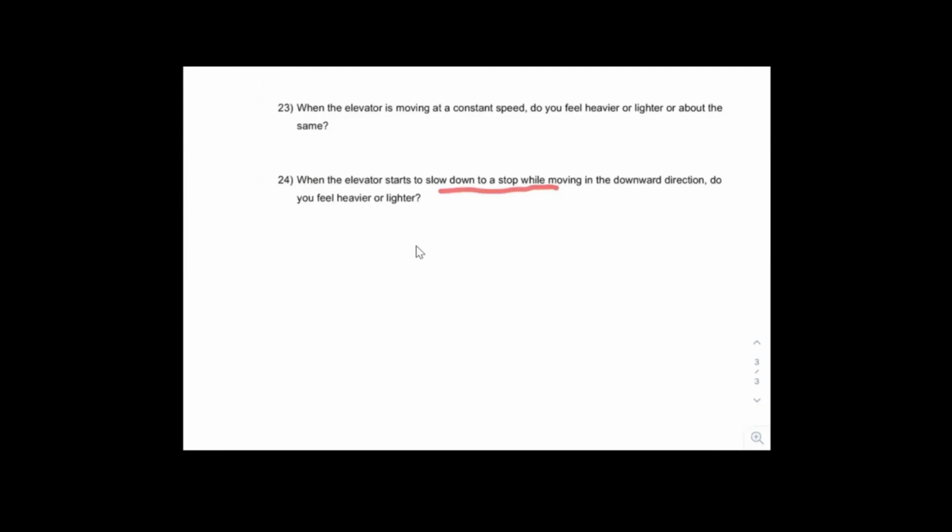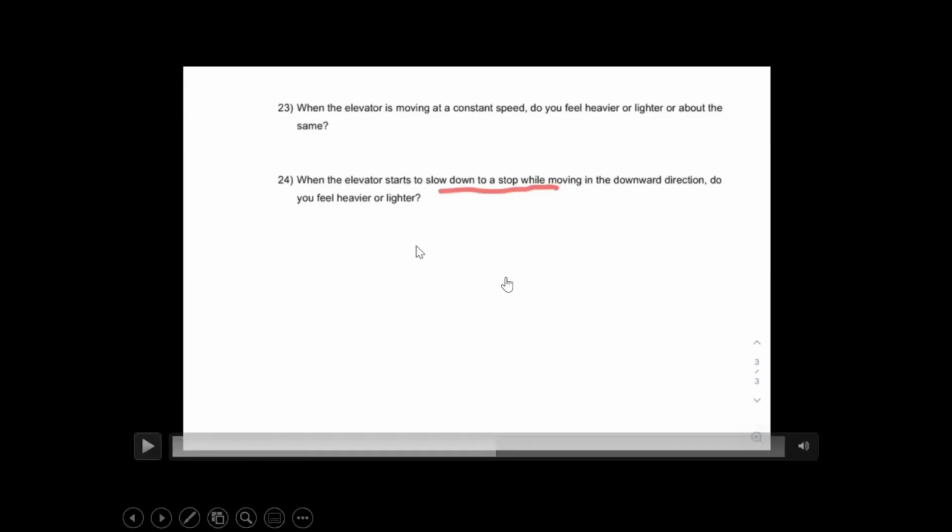All right, Javier, give yourself 2 points. You will feel heavier, right? It's going down and slowing down. Once again, life experience, or the motion is in the downward direction. Because it's slowing down, the acceleration is going to be in the opposite direction of the motion, in the upward direction. If the acceleration is up, your body wants to move in the opposite direction. If the acceleration is up, you will feel heavier. All right, so the inertia is going to make you feel heavier. All right, so we're done with that.